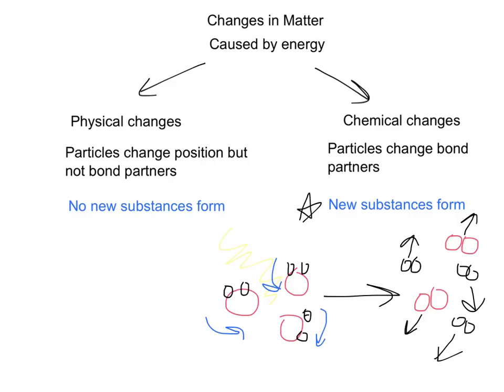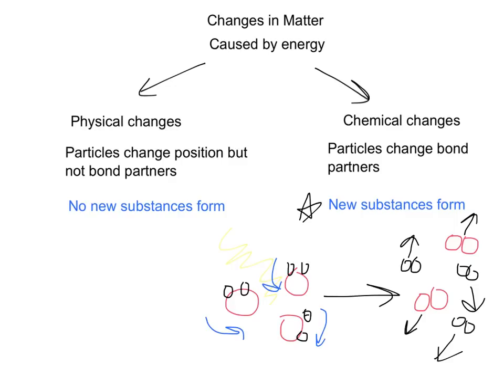And here's the tricky thing. How do you know when a new substance has formed? Because sometimes it's hard to notice. New substances have new properties, so in order to figure out whether a change is physical or chemical, you're going to have to ask this question: do I have any new properties, and are those new properties conclusive evidence that a real chemical change has happened?